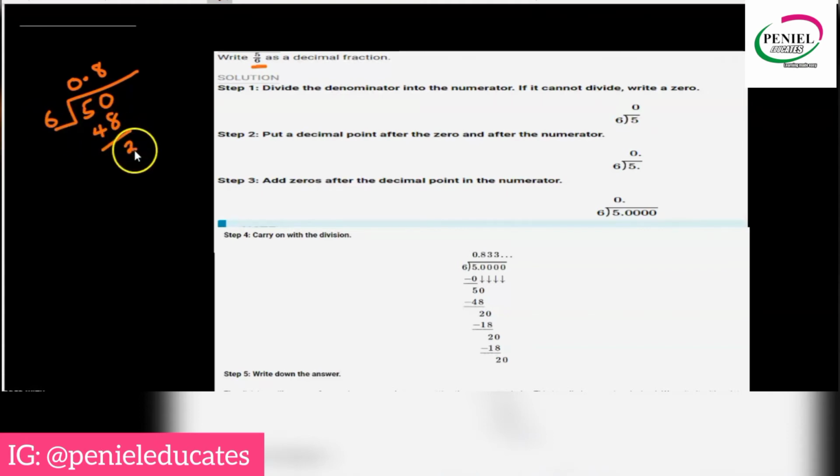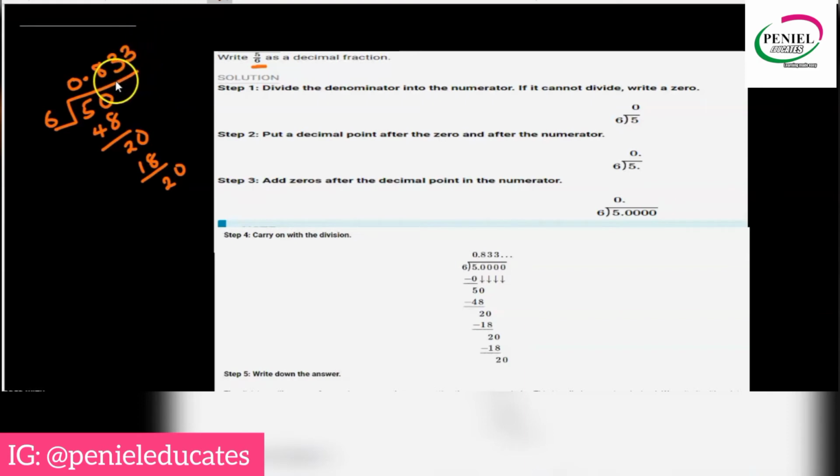Now 6 in 2 will not give you anything. It's not possible. Then you add 0. Then 6 in 20 is going to give you a 3. That's 18, right? So if you put 18 here, then it's going to give you another 2. Then you're going to add another 0. It's going to give you 3. So now you just discovered that the division will just carry on forever. We keep on repeating 3, 3, 3, 3, 3.